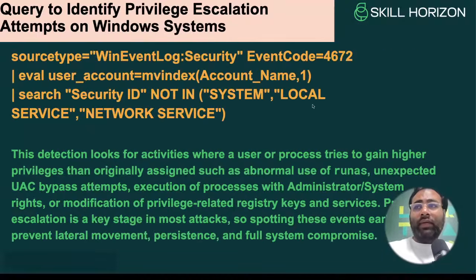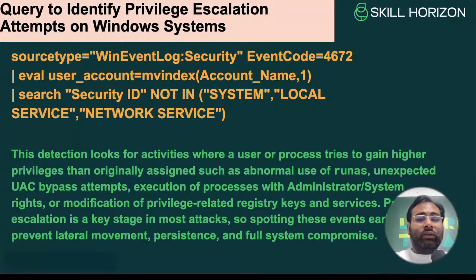Then the next we have is identifying privilege escalation attempts on a Windows system. Previously, we talked about privilege escalation attempts on a Linux system, but that will be the query on Splunk to identify privilege escalation attempts on a Windows system. This particular detection looks for activities where a user or process is trying to gain higher privileges, same as Linux, than originally assigned.